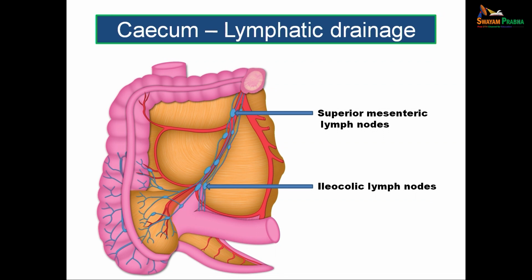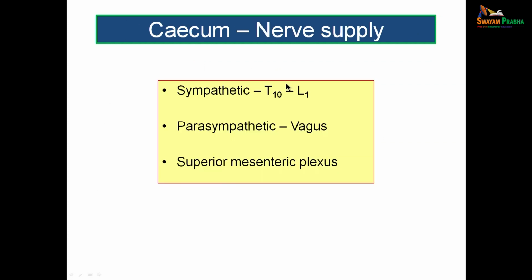These superior mesenteric lymph nodes will ultimately drain into para-aortic lymph nodes, which will be found on either side of the aorta. That is the lymphatic drainage.